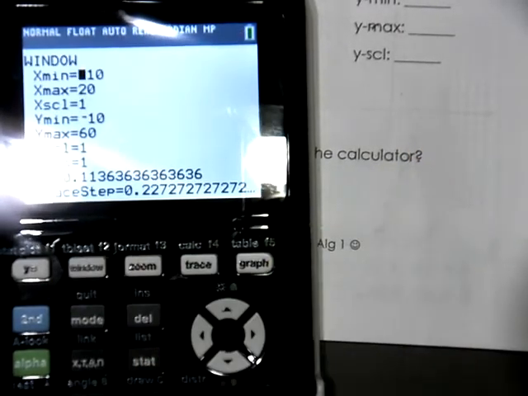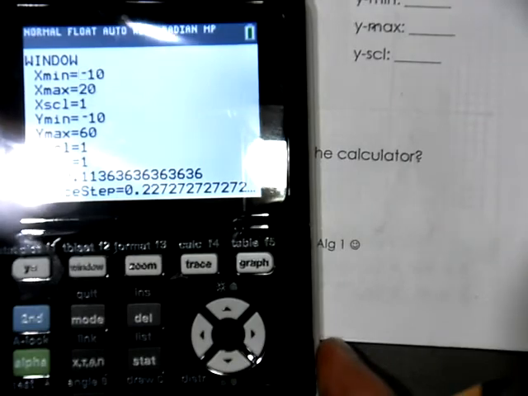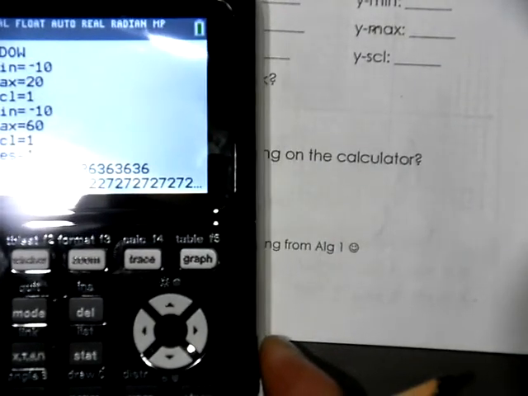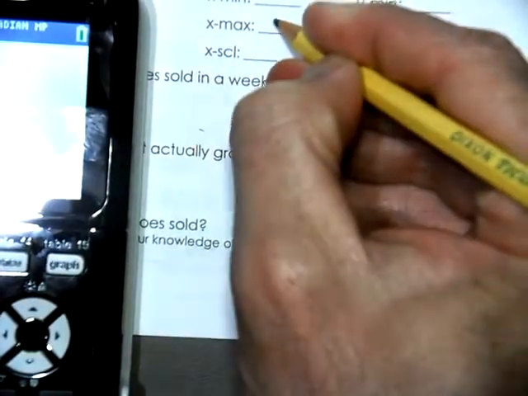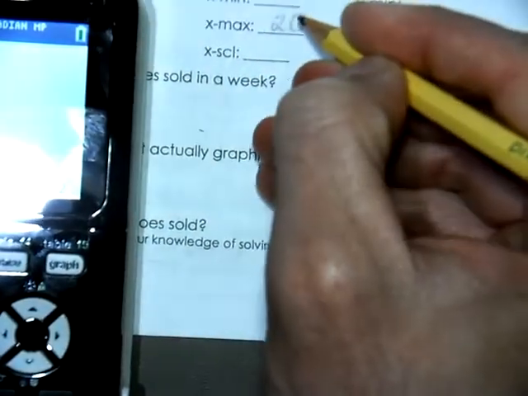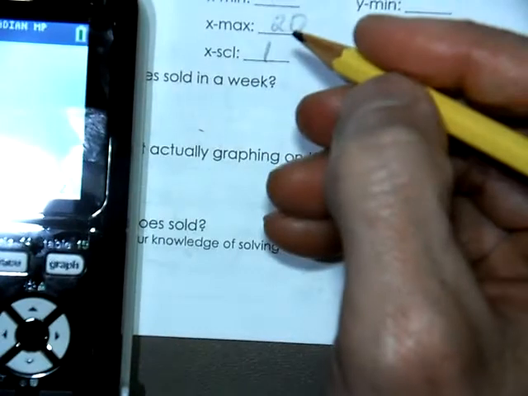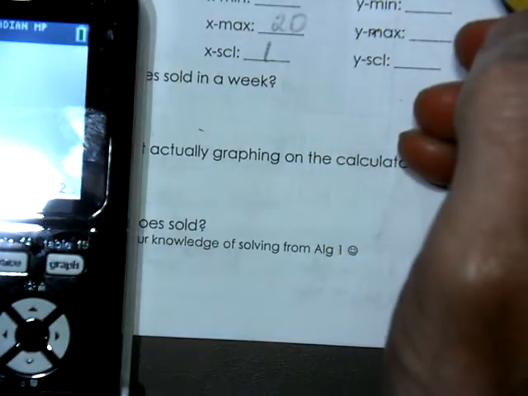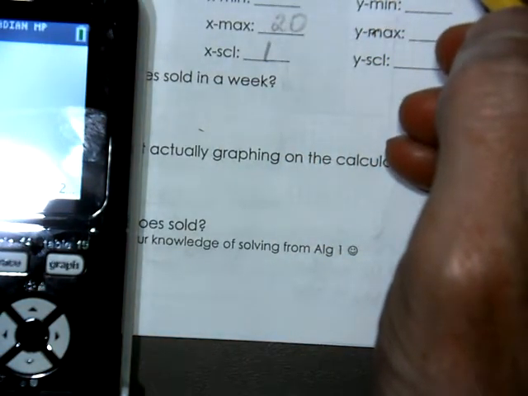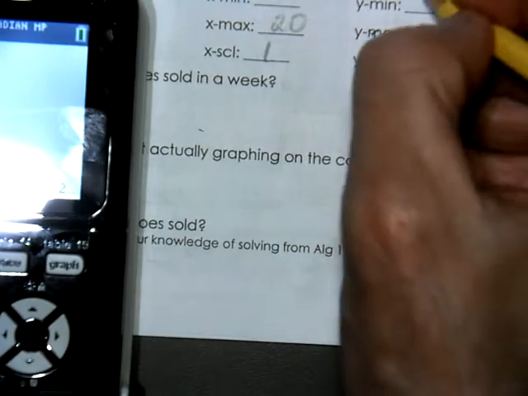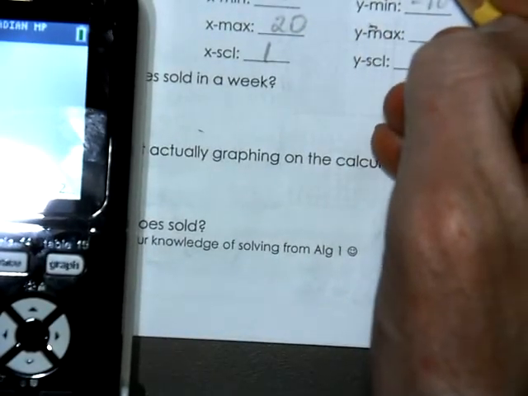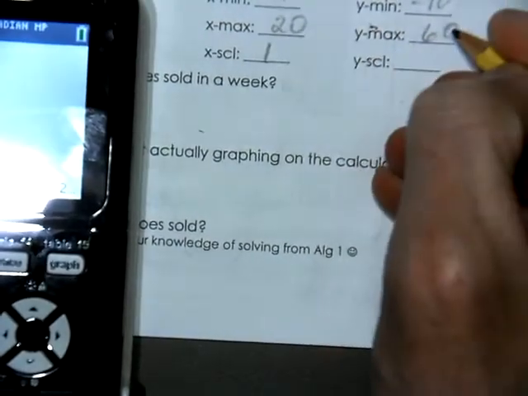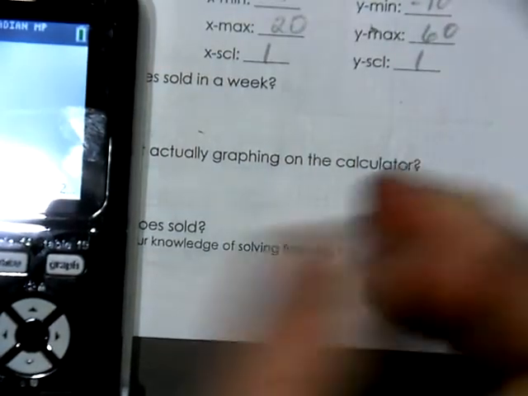So our window we used, we're going to use a minimum of -10 and a maximum of 20. And our scale is 1. That means how many tick marks they're going to have. They're going to have it 1 for every unit. The y min is -10. The y max is 60. And the scale we used is 1.